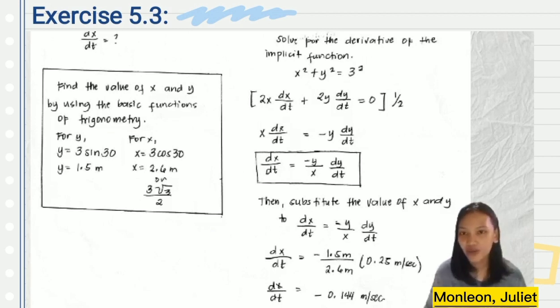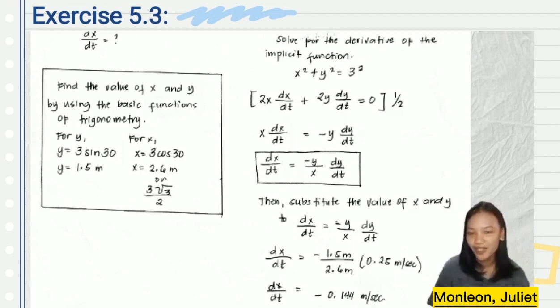So for y, we know that y is sine, since it is the opposite based on the given angle, which is equal to the opposite over hypotenuse. So y is equal to 3 sine 30. We use sine, one of the basic functions of trigonometry. When we solve for the y value, 3 sine 30 is equal to 1.5 meter.